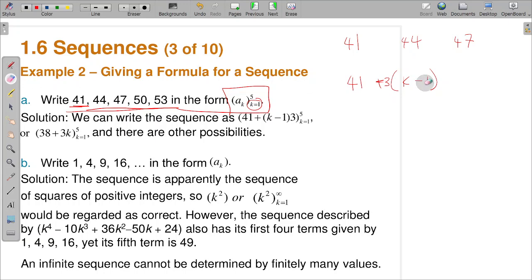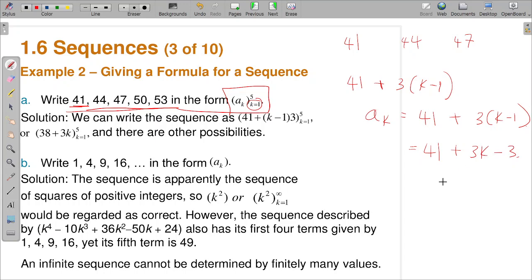Then 3 plus 41 will be 44. So this formula will work. So we can define our a_k to be, I can even open that up, 41 plus 3 into (k minus 1). If I open this up, I will get 41 plus 3k minus 3. So this is the same thing as 41 minus 3, that is 38, plus 3k.